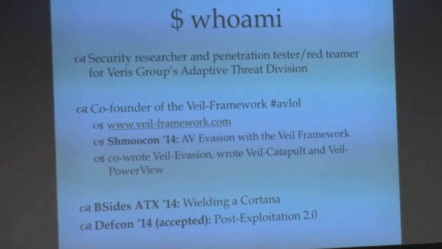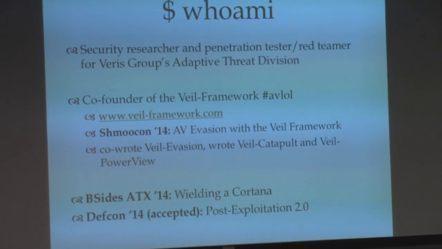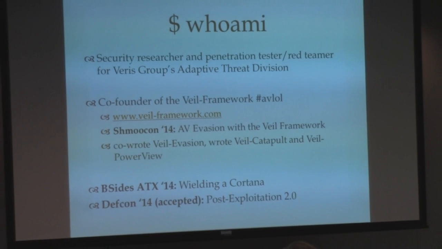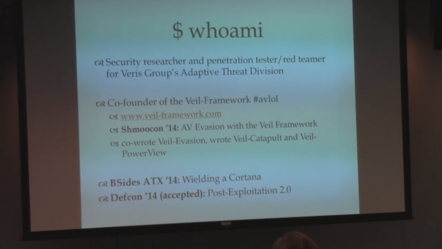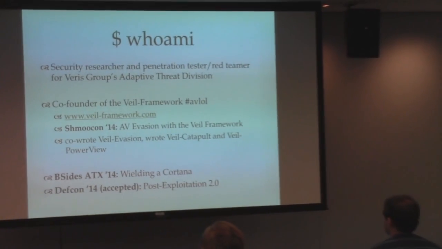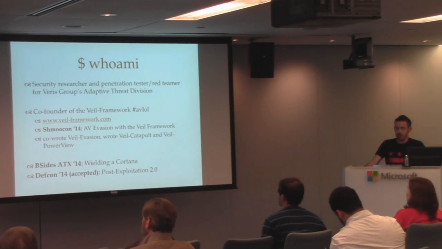So, yep, this is Pwninstaller 1.0. My name is Will Shroeder. I go by the Twitter handle Harmjoy. I'm a security researcher and pen tester red teamer for a company called Veris Group LLC out of Northern Virginia, and I work in the Adaptive Threat Division over in that company. I am a co-founder and one of the main developers of a project called the Veil Framework.